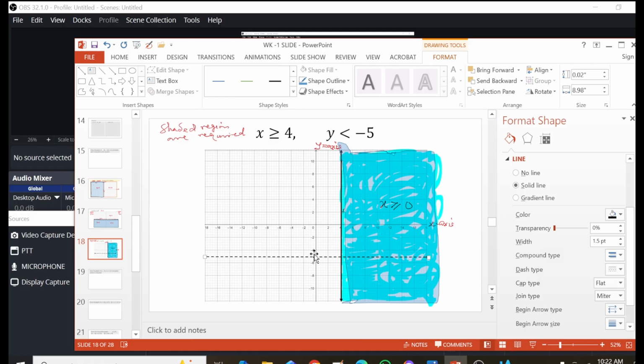It means -5 is not part of the answer. That's why it's broken, to show that -5 is not part of the answer. We use a broken line for strictly less than or greater than, and we use a thick line for greater than or equals to, less than or equals to. When you see an equality sign, we use a thick line, like the way we use a thick line here. Or here, because it's strictly less than, we use a broken line. So please take note of that. It's very important.